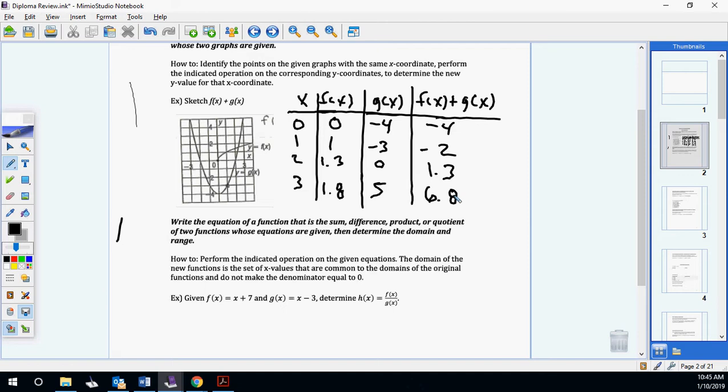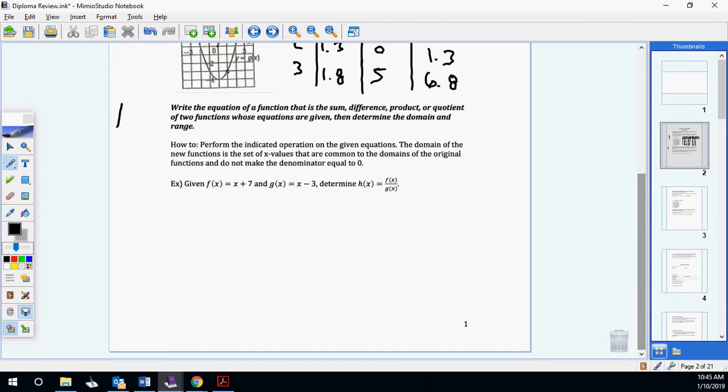With domain and range, a lot of times we're going to be looking at the division ones, what stands out because division has restrictions. So the example we're going to look at is f of x equals x plus 7, g of x is x minus 3. Determine what h of x is. If we got h of x, we know h of x then is x plus 7 over x minus 3.